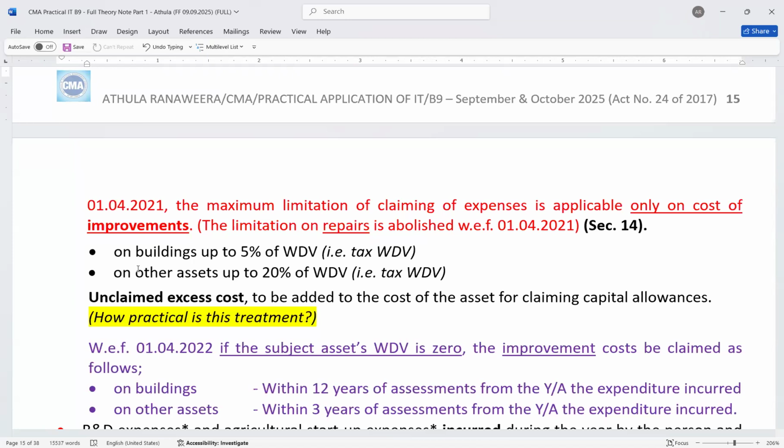Ultimately, this law is not much practical, an impractical law. We have to create another asset and keep this unclaimed amount as a depreciable asset. The only thing I can't understand is why the legislators couldn't understand the repercussions of this. A lot of repercussions are there. But it's a usual thing. In countries like ours, legislators are clueless.